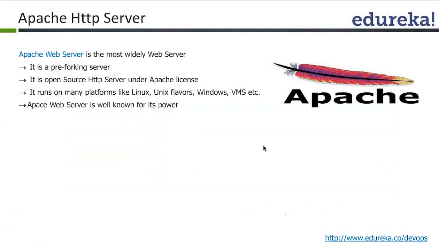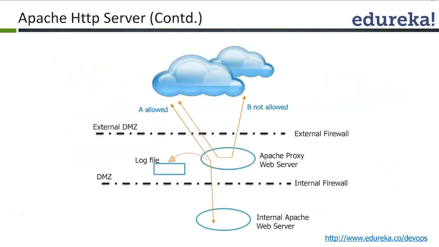Okay, so as I said, it's the most widely used. It's open source. Rather, every flavor of Unix actually has its own. So you might have heard sometimes there's an IBM HTTP Server, Oracle HTTP Server. Now they are all Apache servers rebranded by these organizations. Basically, they're just using Apache as the server to do the services.